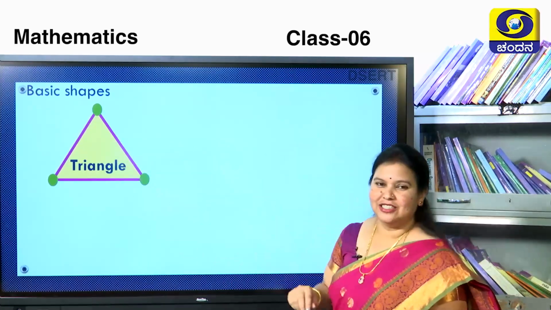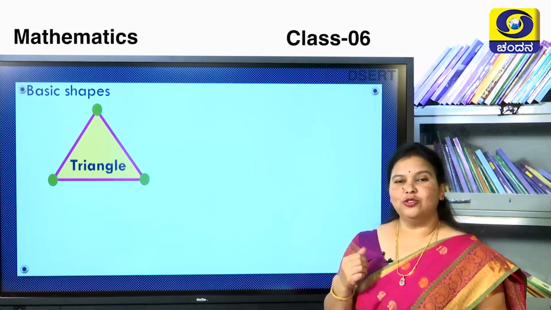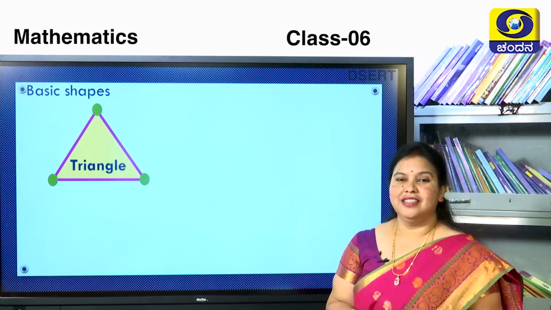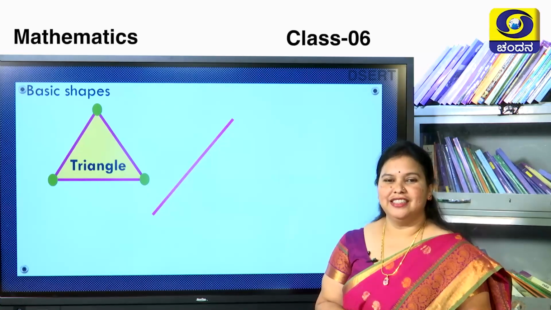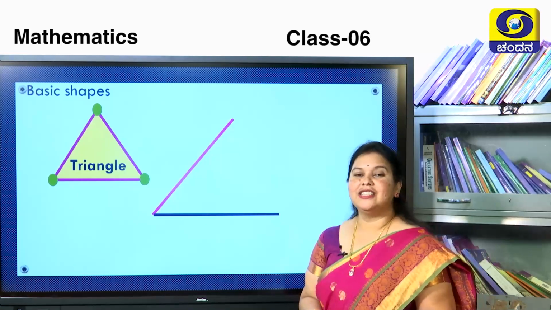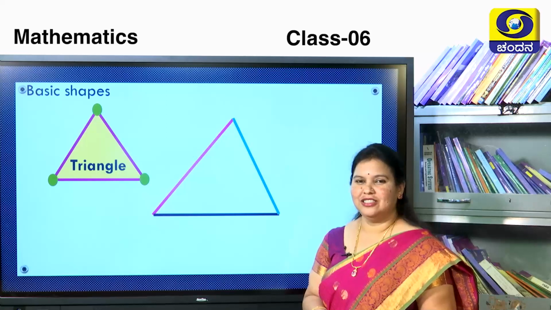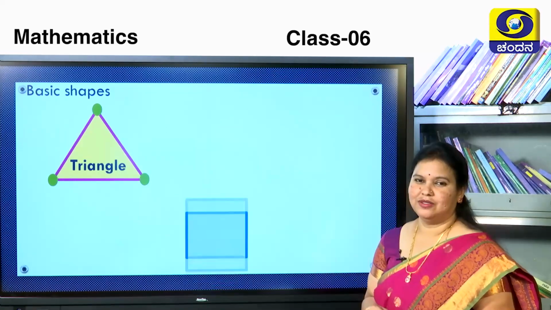Did you understand, children? Suppose if we join only 2 lines, then what would be the shape? Imagine. Yes, it would be like this. It's an open figure. So, we need at least 3 line segments to form a closed figure. Did you understand, children? We'll see the next example.